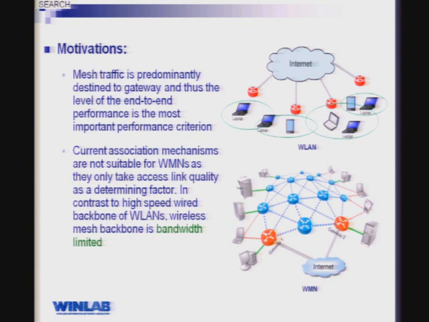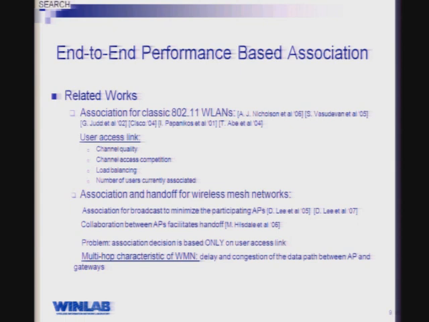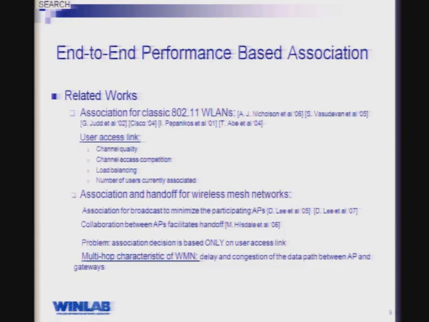When we say access link quality, it includes things like channel quality and the number of users, all of which can impact the throughput of users on the first link. Association for classic 802.11 wireless LANs has been researched extensively. In these previous works, one or more link attributes are considered for evaluating a user access link. These factors include channel quality, channel access competition, load balancing, and the number of users currently associated.